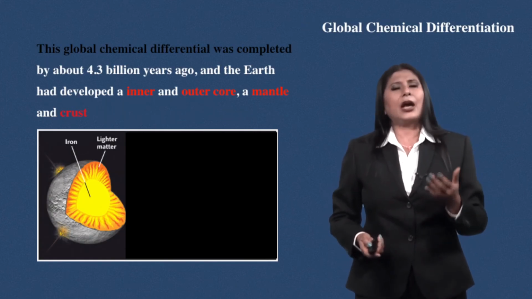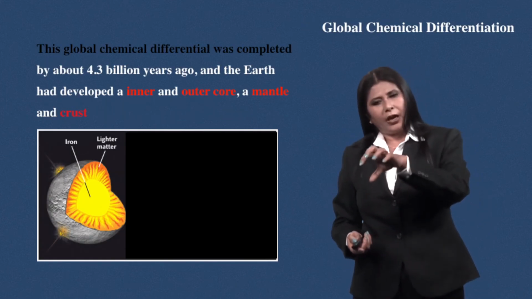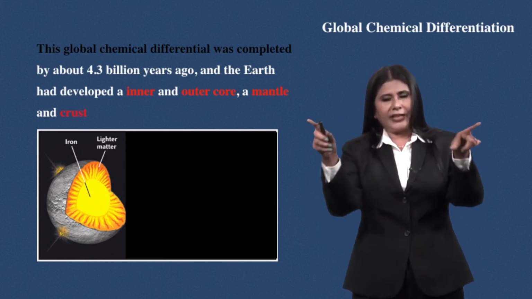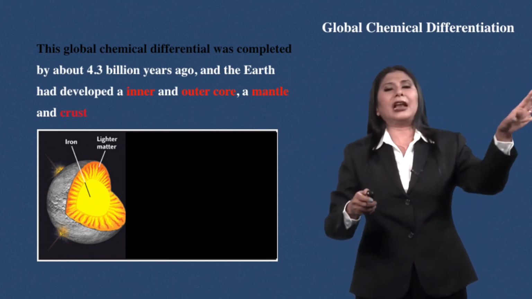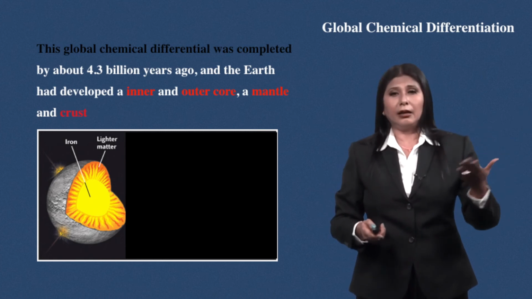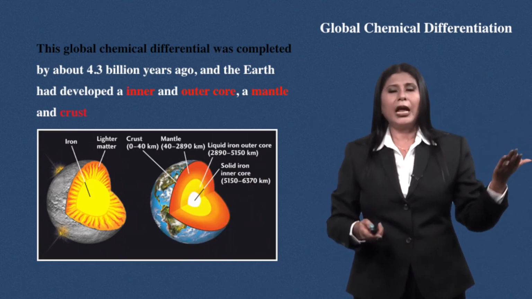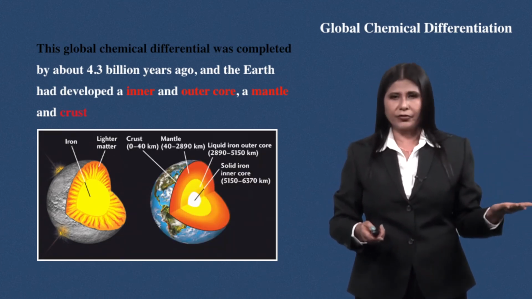So that is how we have got this arrangement of iron core, lighter material mantle, and very light material, aluminum and silicon, as the crust or lithosphere.